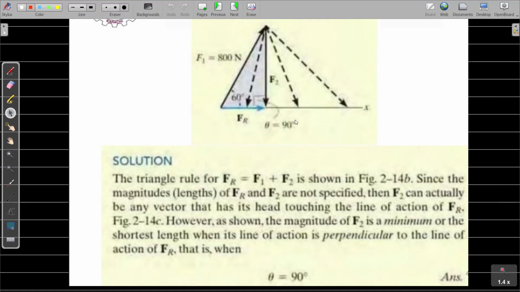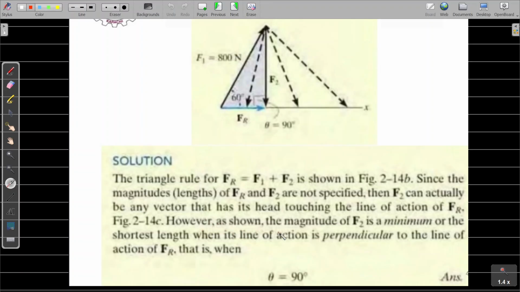So he says the same thing that I have just explained to you. The triangle rule of FR equals F1 plus F2, as shown in figure 2.14b. Since the magnitudes of F2 and FR are not specified, F2 can actually be any vector, nothing is specified. That is why I have taken so many F2s here, touching the line of action of FR.